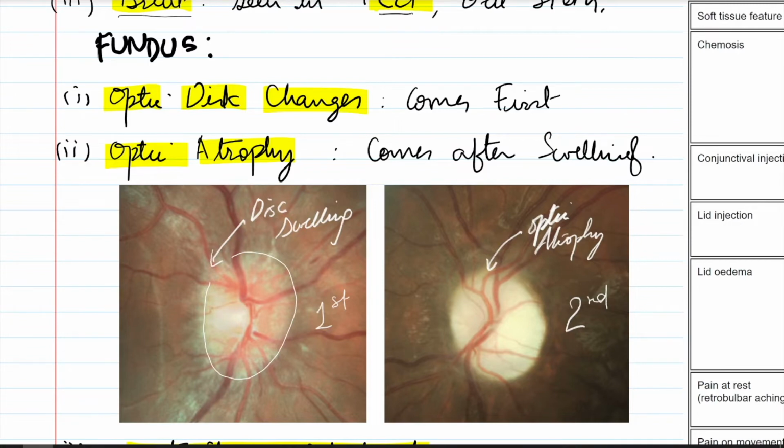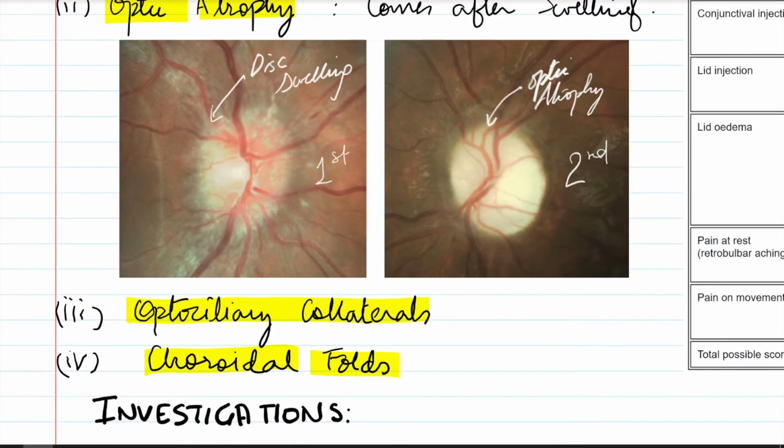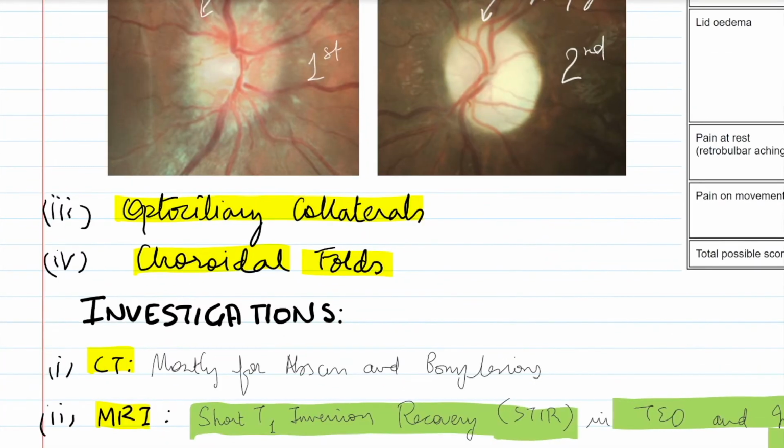So if you look at an optic atrophy, know that this is not a recent onset. This has been there for quite some time. Then we have optociliary collaterals and choroidal folds.